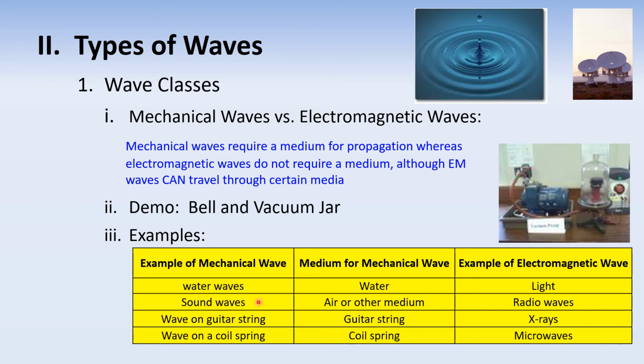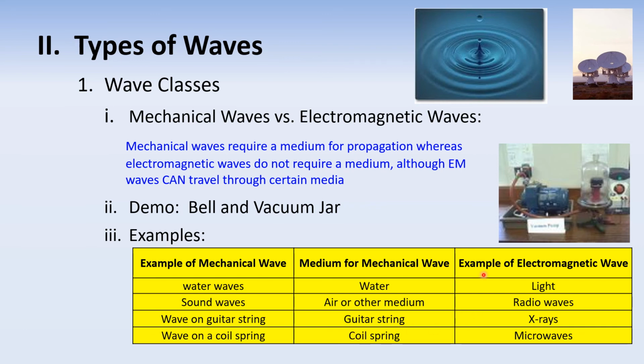Now, whereas waves created by instruments are generally heard by us as sound waves, they have to be created in some other medium. Typically, they're created by a vibrating object in another medium. So, for example, a vibrating guitar string can create a wave which can then interact with the air and create a sound wave. Or if we talk about a wave created in a coil spring, the medium being the coil spring, this is something that we do in the lab typically.